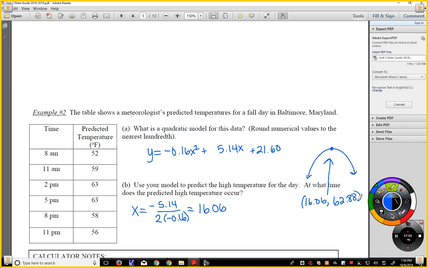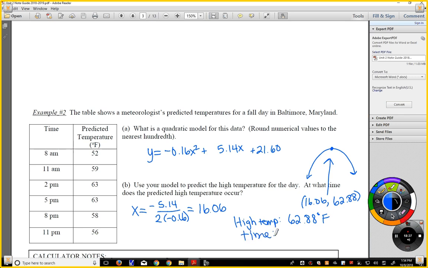So the first question was, use your model to predict the high temperature for the day. What did my model predict is the high temperature for the day? 62.88 degrees, right? So the high temperature, according to my model. Now, you might have seen something in the data that was higher than that, and the inside of you might want to say no, that is not right. But it's according to our model. Nothing fits this data perfectly. We're trying to make predictions based on trends we see, so we have to use the equation, not the exact data. Then it wants to know at what time does the predicted temperature occur.